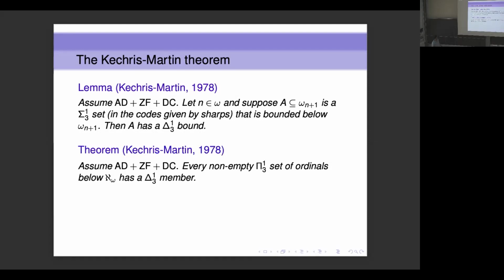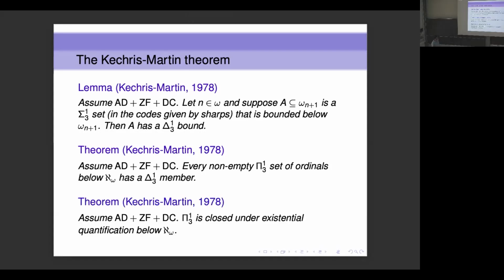For example, Pi^1_3: every non-empty Pi^1_3 set of ordinals below... So think of it, when you have a coding of ordinals below some cardinal, then you can talk about subsets of that of certain complexity by just looking at how complicated the code set is. So you can prove that any non-empty Pi^1_3 set of ordinals has a Delta^1_3 member. You can then prove that Pi^1_3 is closed under existential quantification below Aleph_omega. That gives you Pi^1_3 is closed under less-than-delta^1_3 unions. That should be boldface. Oh, it is boldface.